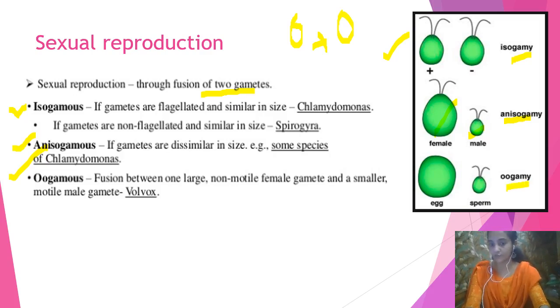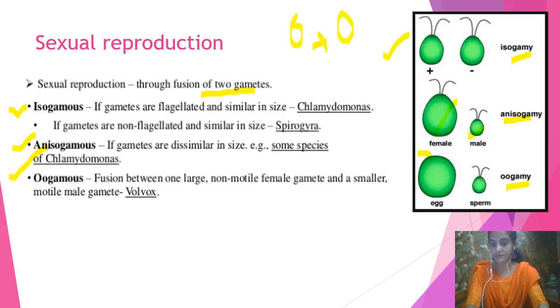Tell me, what is the difference? Here the female gamete is larger and non-motile. You can't see a flagella here. Can you see a flagella? No. So they are non-motile. And what about the male? They are motile and they have a smaller structure when you compare with the female.